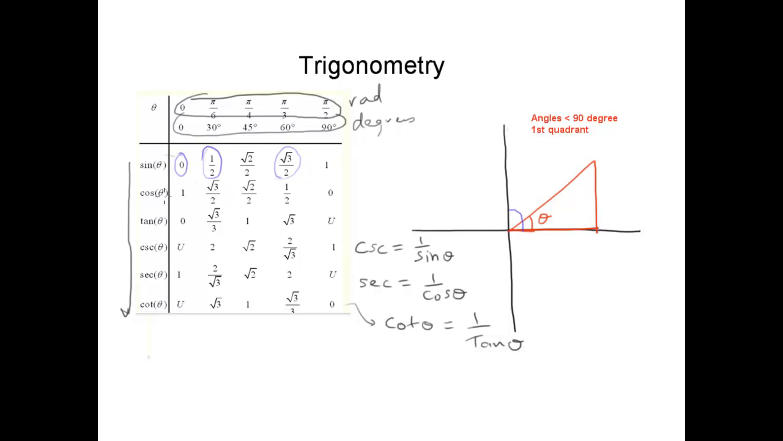And you see the values for cos theta. Cos 0 degrees or 0 radians is 1. Cos 30 degrees is root 3 over 2. Cos 45 is root 2 over 2. Cos 60 is half. Cos 90 is 0.